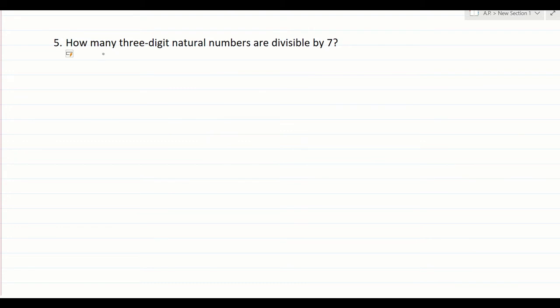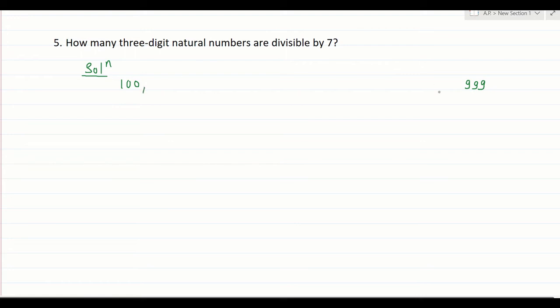Question number 5. How many 3-digit natural numbers are divisible by 7? So solution. Can you tell me what is the first 3-digit number? It is 100. What is the last 3-digit number? 99, sorry, 999. Isn't that? It is 999.